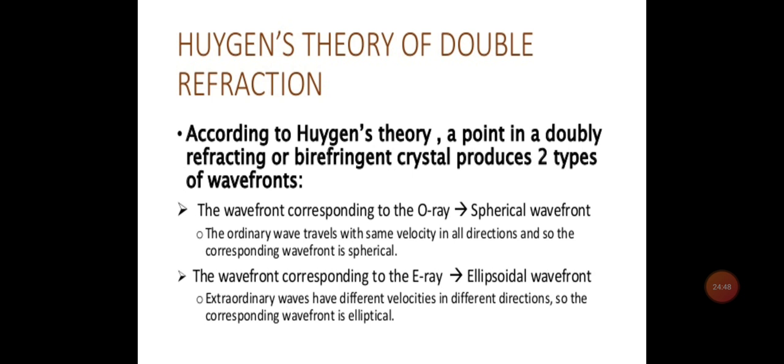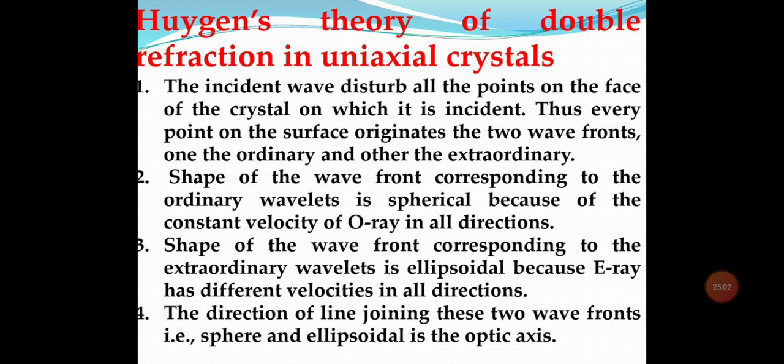And the wavefront corresponding to the E ray is of elliptical shape, because we know that the extraordinary ray will travel with different velocities in different directions. So the corresponding wavefront will be elliptical in shape.